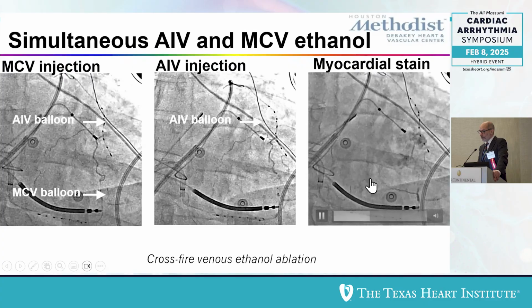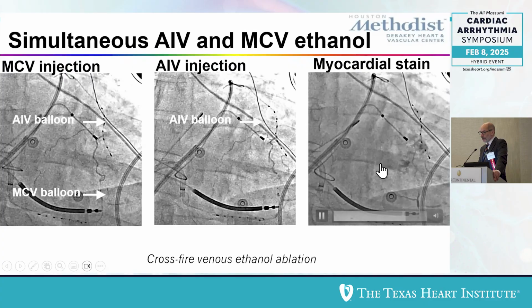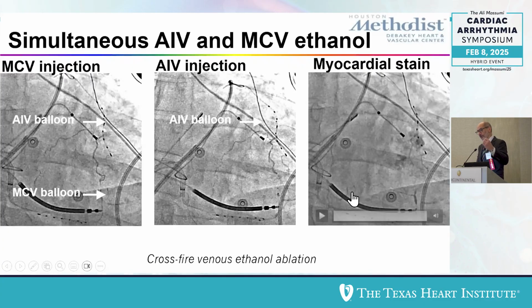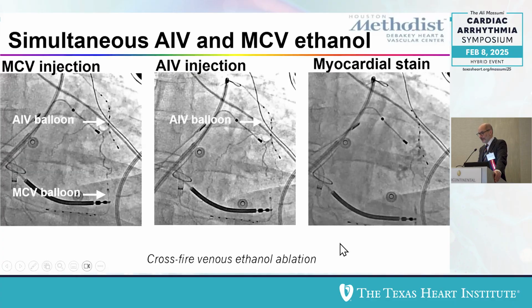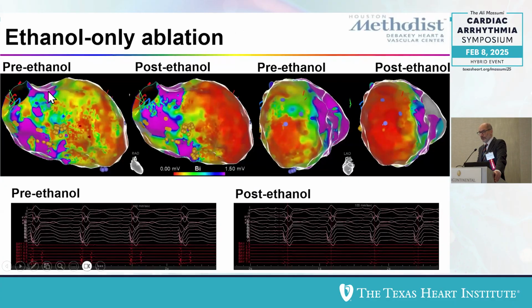Overall, as you give alcohol and you give contrast, you see this myocardial staining, which is proof that you're delivering contrast and alcohol to the myocardium. So, okay, that's cool. Let's map after.